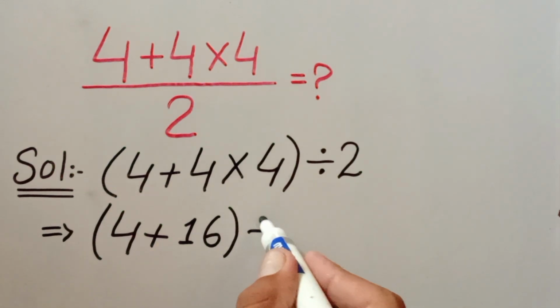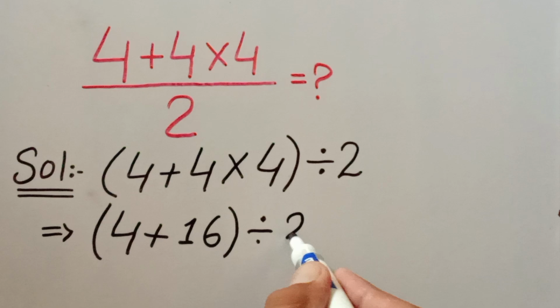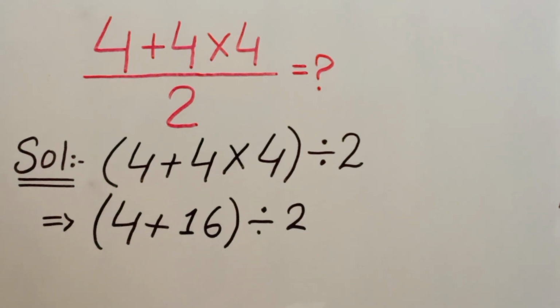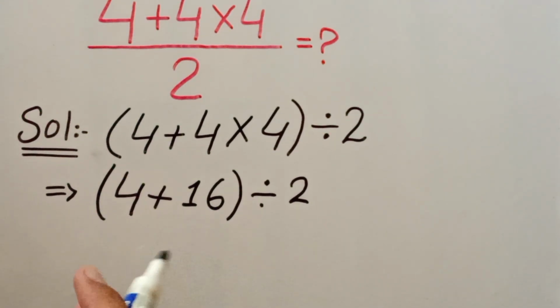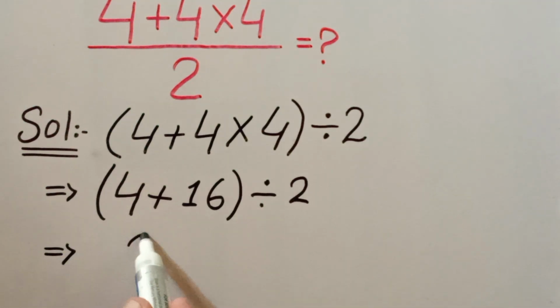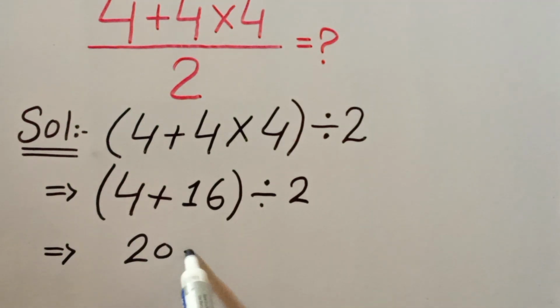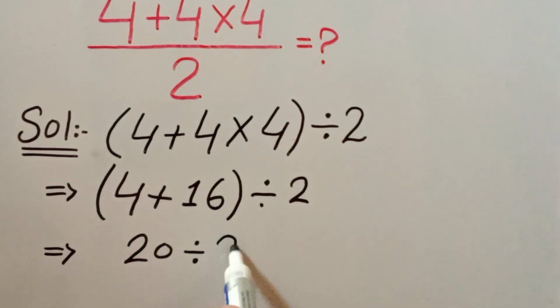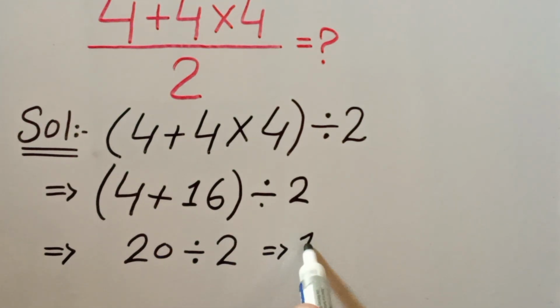parenthesis divided by 2. Okay guys, now here 16 plus 4 equals 20 and 20 divided by 2 equals 10. This is the final answer of this expression.